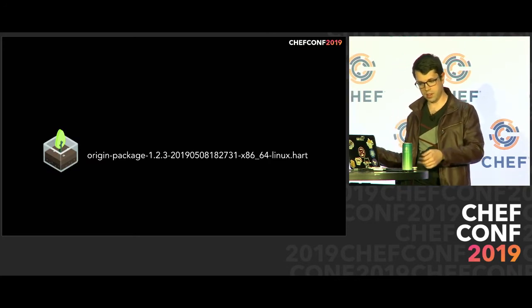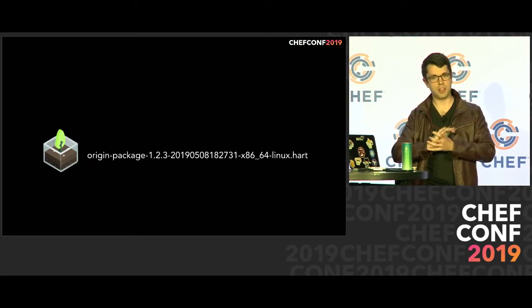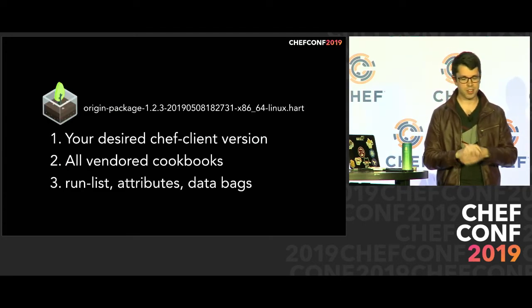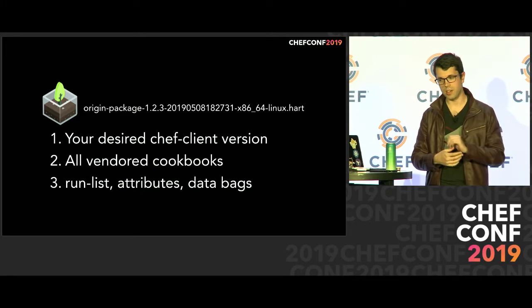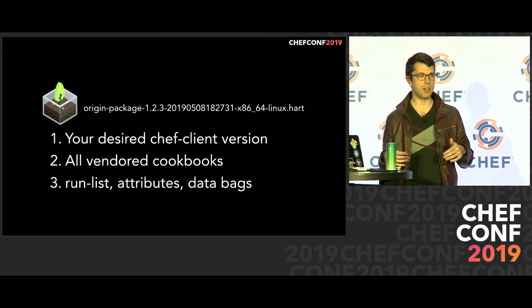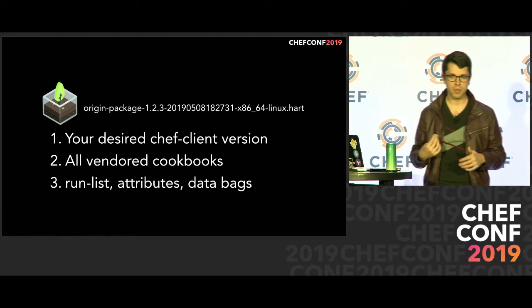So we end up with this Habitat artifact. It's a package. It has the Chef client. It has our desired Chef client version. It has all of our vendored cookbooks. It has run list, attributes, data bags, basically everything that we need to run at runtime and be successful.